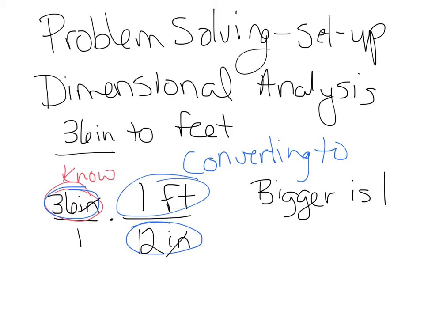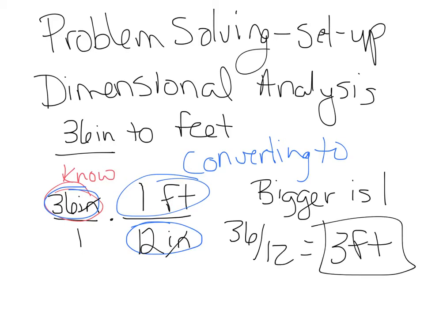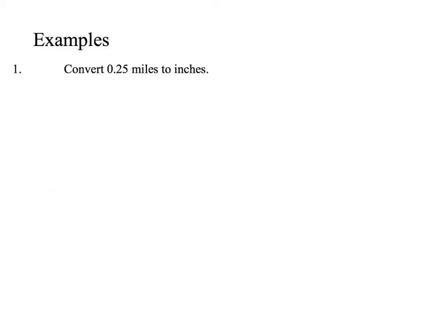And you always multiply across the top. So we're going to multiply these and divide by the bottom. So in this case, we're going to say 36 divided by 12 for our answer, which is 3 feet. Now you can use a calculator to do this calculation if you need to. Here is our first example.